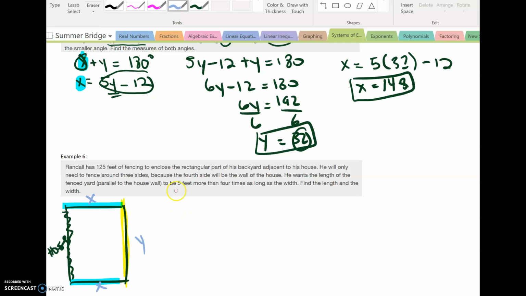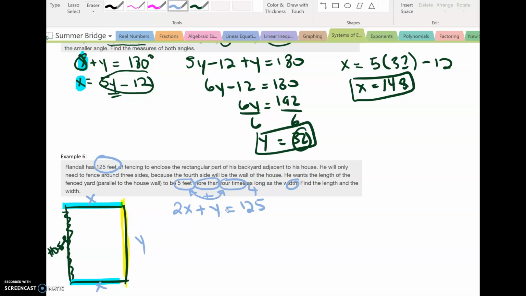So I need to split the 125 feet of fencing into 2 x's plus 1 y side. So that's going to be my very first equation. The second equation is that he wants the length of the fenced yard parallel to the wall of the house to be 5 feet more than 4 times the width, okay?